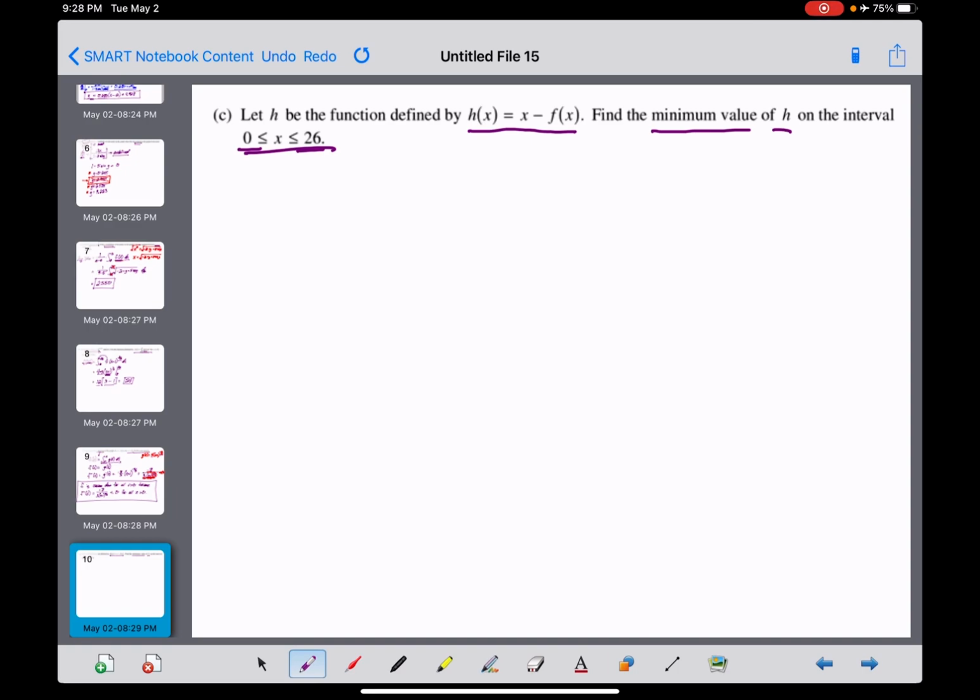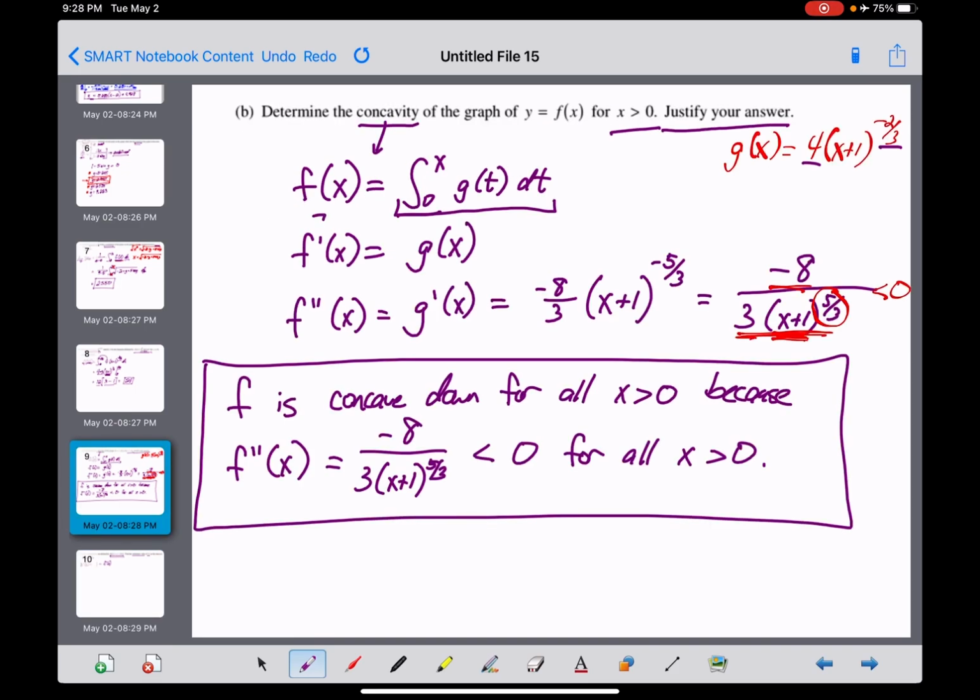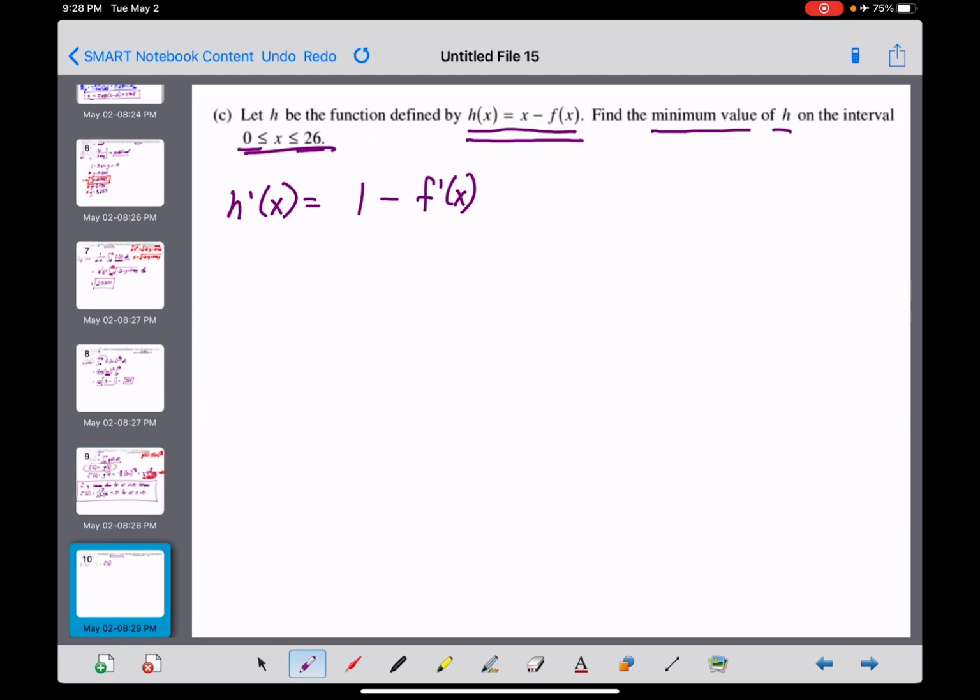Critical points come from your first derivative. H prime of x then, the derivative of this expression right here, well, the derivative of x is 1, and the derivative of f is going to be f prime of x. That's h prime. But wait a minute, just on the last page we wrote down something interesting right here, that f prime of x is equal to g of x. So that means I could write this as 1 minus g of x. And we want this derivative now to find a critical point here, guys. We want this derivative to equal 0.